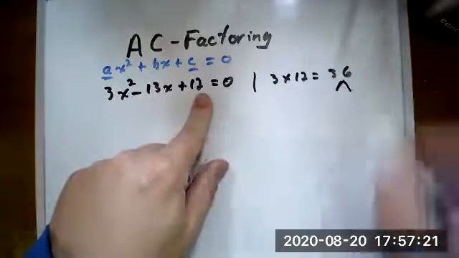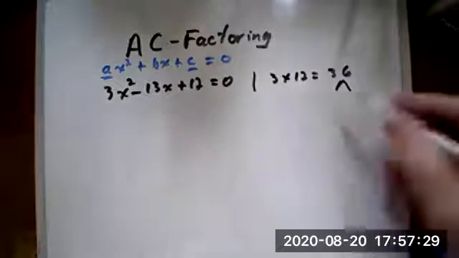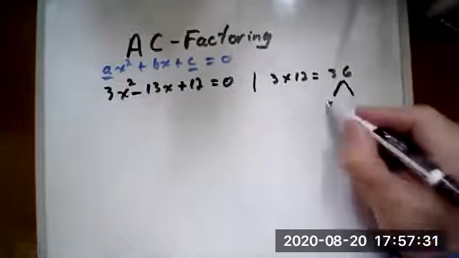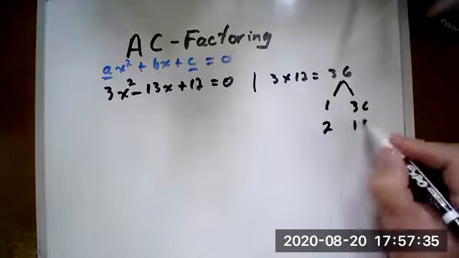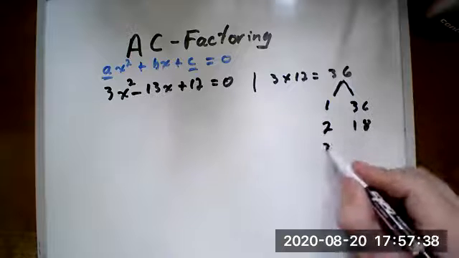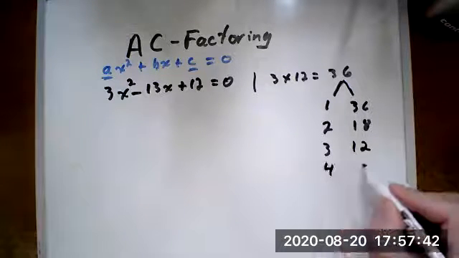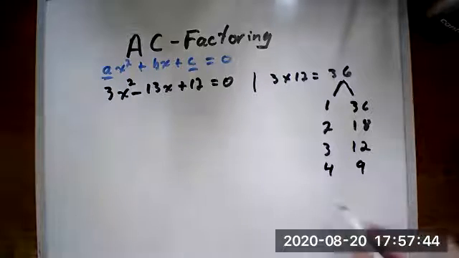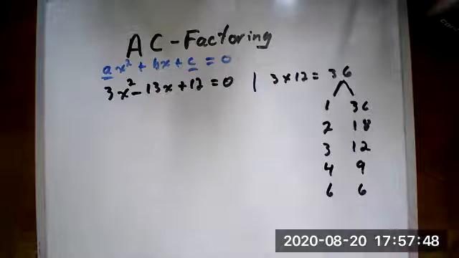So then I'm going to decide on all of the possible factors of 36. What multiplies to make 36? Well, 1 times 36 gets me to 36. 2 times 18 gets me to 36. 3 times 12 gets me to 36. 4 times 9 gets me to 36. And 6 times 6 gets me to 36.